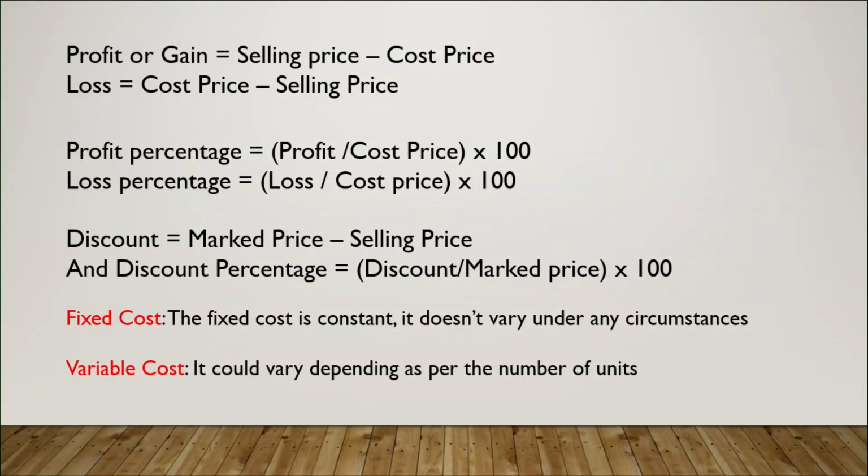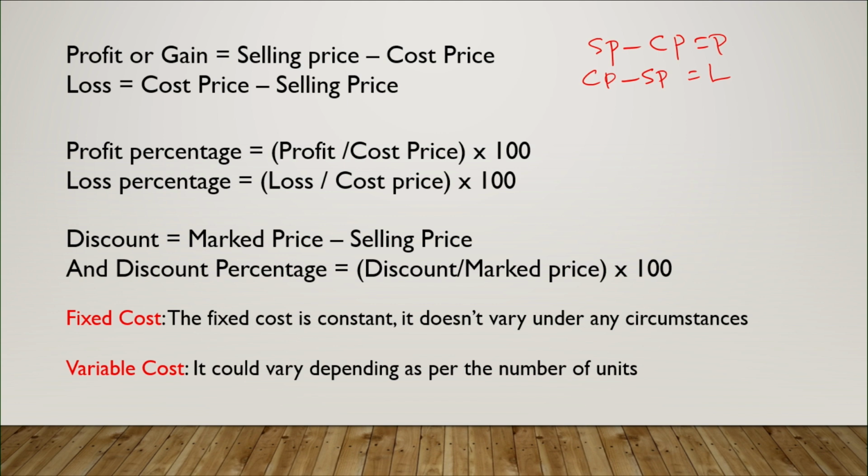Profit or gain is selling price minus cost price, simply SP minus CP. If the cost price is more than the selling price, then you will get a loss. In that case, cost price minus selling price is loss, and selling price minus cost price is profit. These are the two formulas.